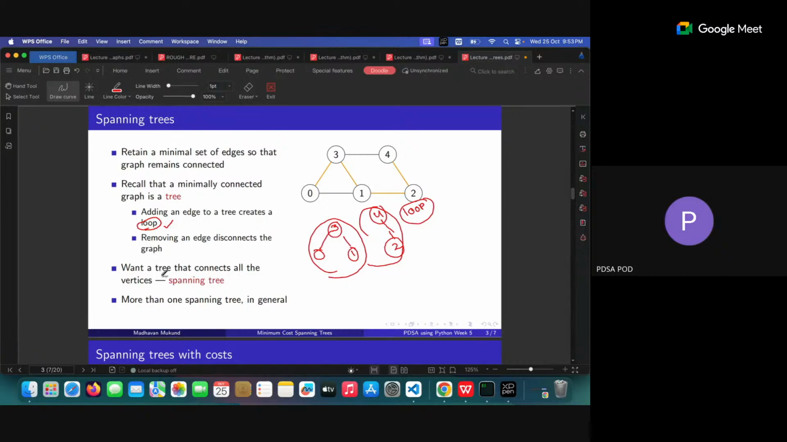So we want a tree which connects all vertices, spanning them, without creating any kind of cycles. That's what they'll tell about in the next slide. So please look at the next slide, the spanning trees.